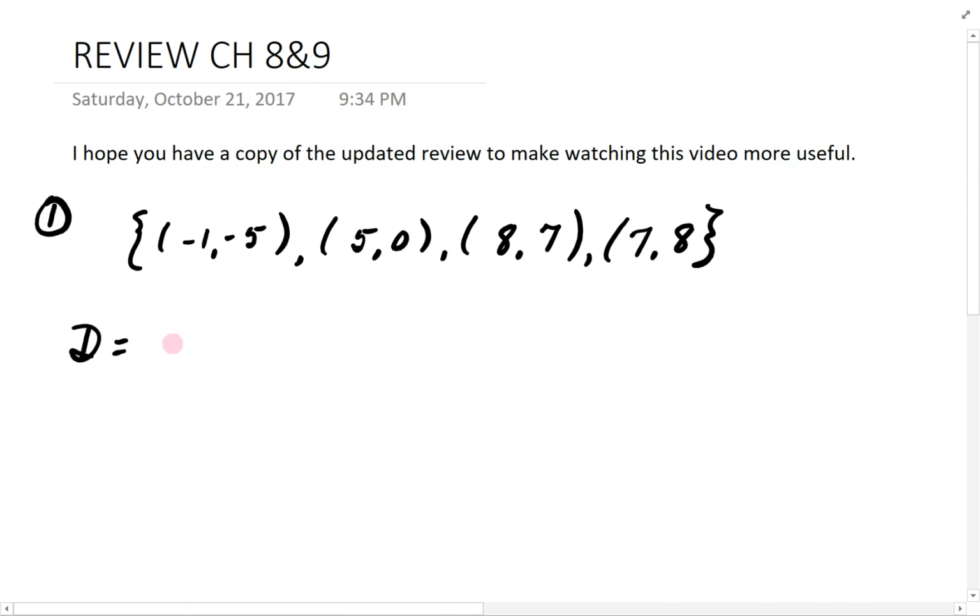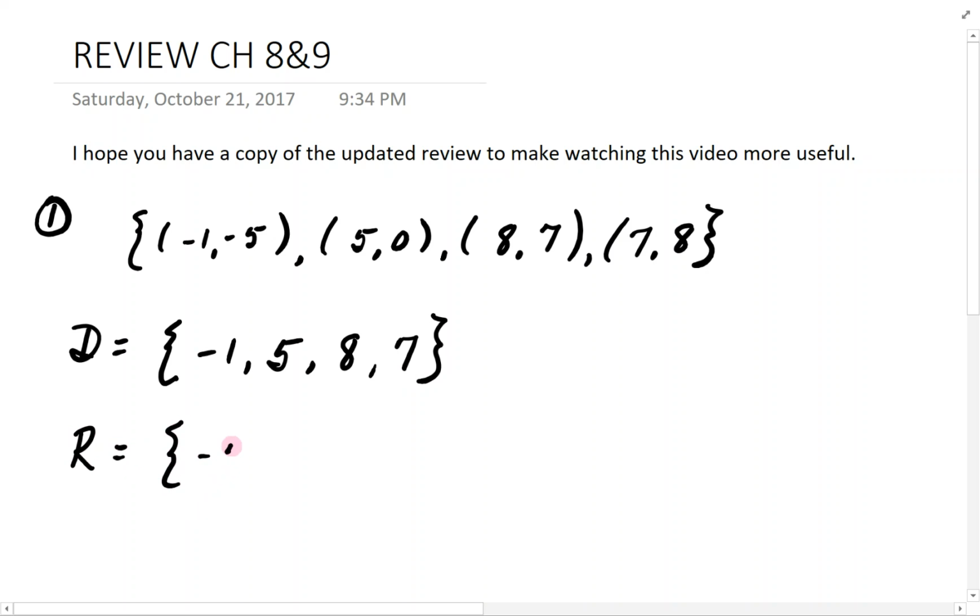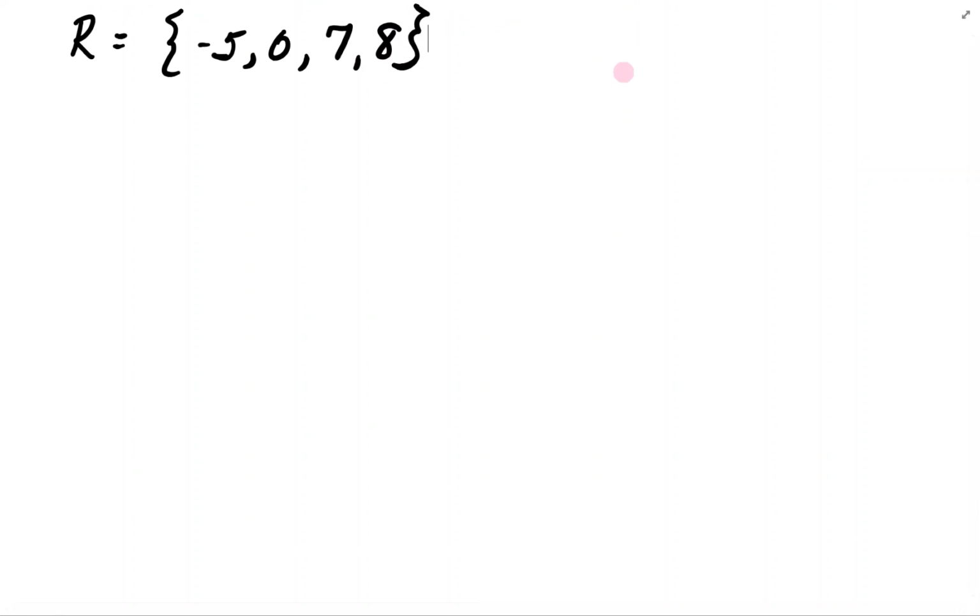The domain will be the set of all x values, so it'll be -1, 5, 8, and 7. If an element is repeated, you only list it once in either the domain or the range. And then the range is the y values, so it's -5, 0, 7, and 8. That is domain and range.